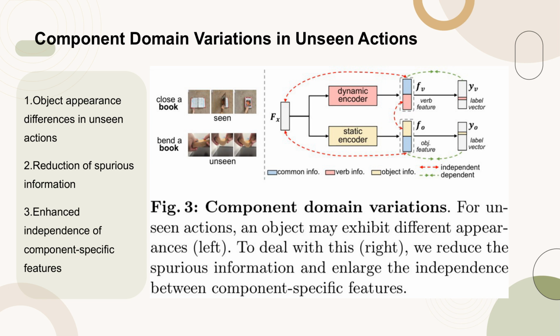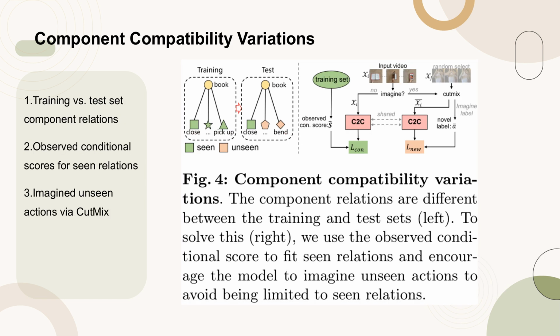new action categories. Figure 4 illustrates the variations in component compatibility between the training and test sets. On the left, it shows that the component relations differ significantly between these sets. To address this issue on the right, the figure demonstrates the use of observed conditional scores to fit the seen relations and encourages the model to imagine unseen actions. This approach helps avoid the model being limited to only seen relations. The method involves calculating observed conditional probabilities in the training set as observed conditional scores and using cut-mix to assemble samples for imagined unseen actions, thereby balancing the learning of both seen and unseen connections.